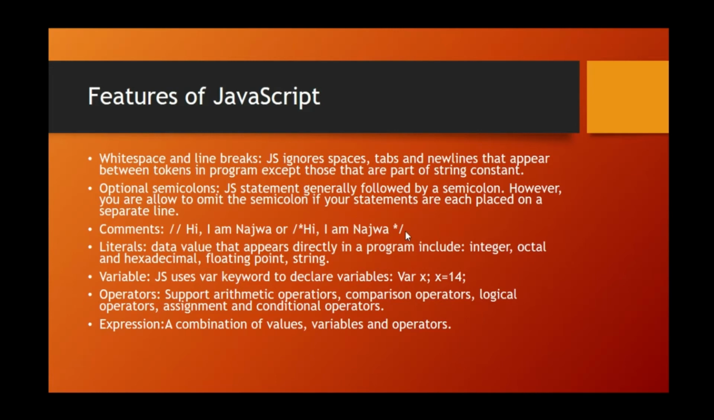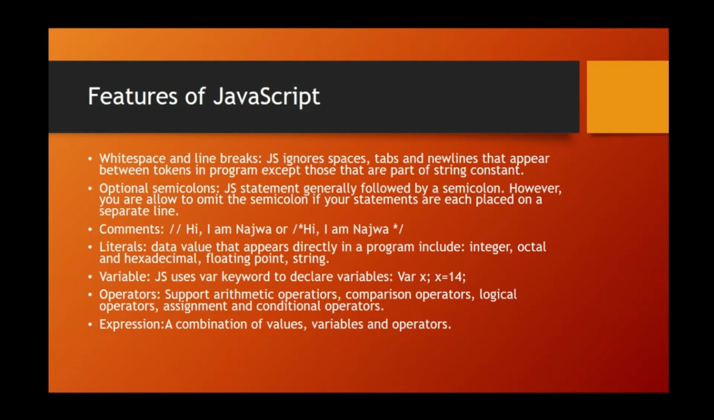Okay, the next part is literals. So data values that appear directly in a program include the integer, the octal, the hexadecimal numbers, the floating point, double numbers, and the string. So they are the literal features that we can use in JavaScript.